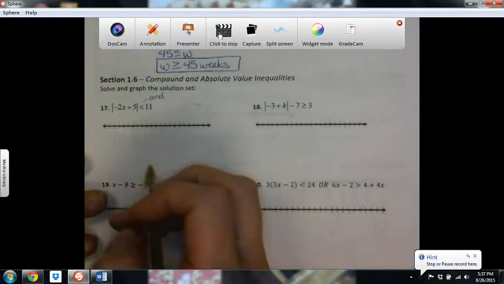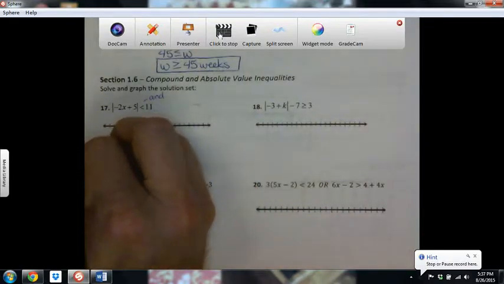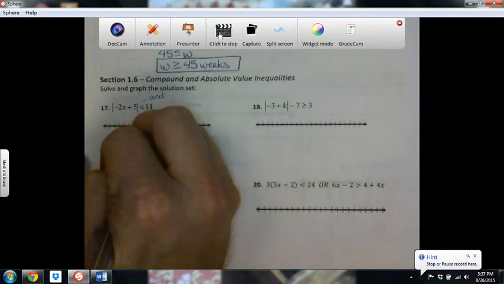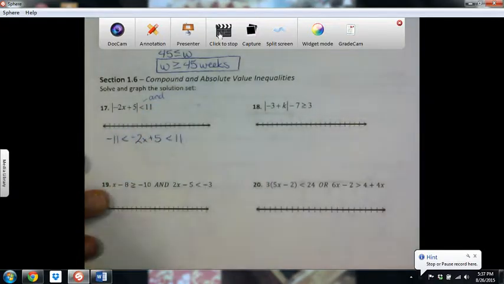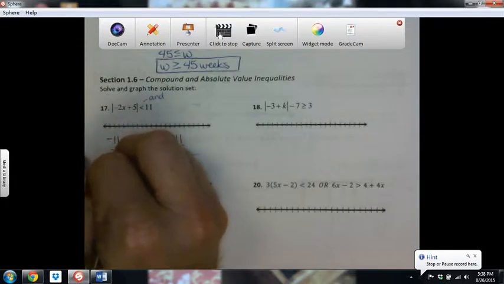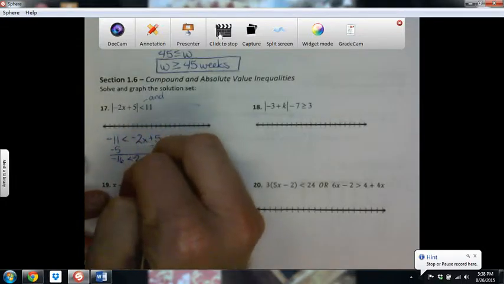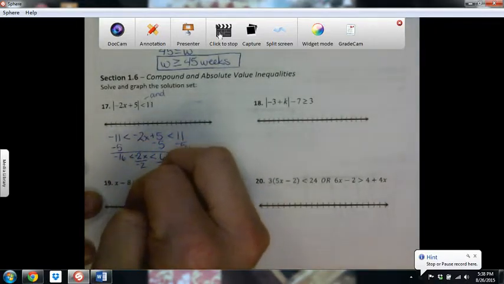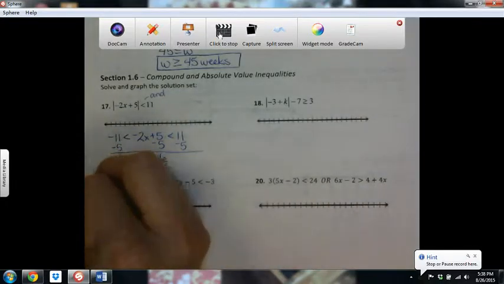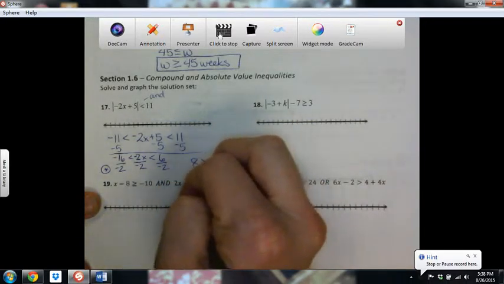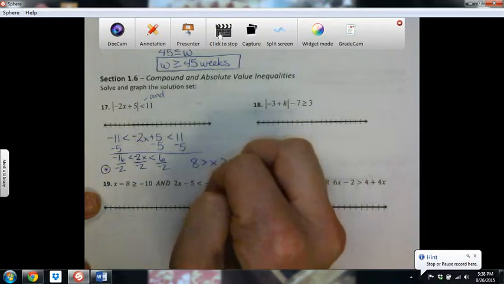So in order to talk about an "and" inequality, I would write this as negative 11 is less than, and then I drop my absolute value bars because I've accounted for both options, negative 2x plus 5 is less than 11. Then I would solve this compound inequality by subtracting 5 in all three sections. I get negative 16 is less than negative 2x is less than 6. Then I'm going to divide by negative 2. And since I'm dividing by a negative number, I'm going to put a little star next to it, I've got to switch the directions of my inequalities. So I'm going to get 8 is greater than x is greater than negative 3.